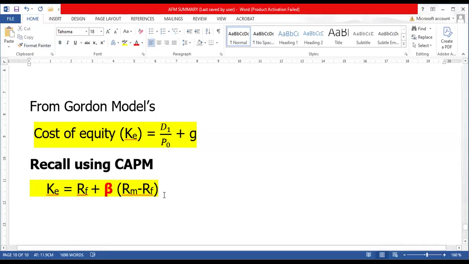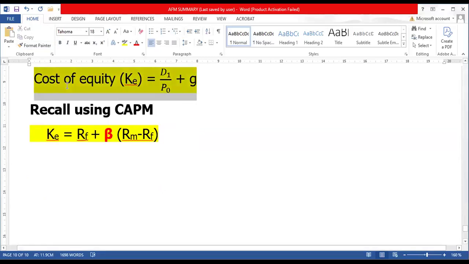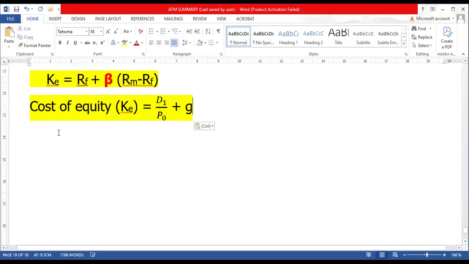But how can I get equity beta? In the question, you already see that you have issues related to the current market price. Now, I will use Gordon's model first of all to get KE. Now, let me first define these things before we move on.